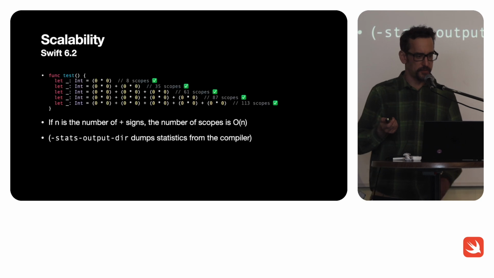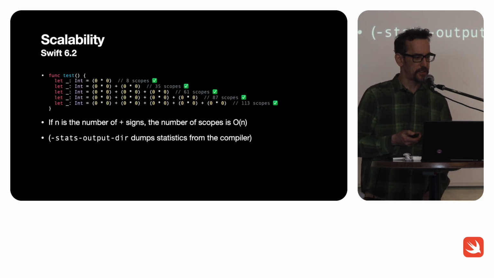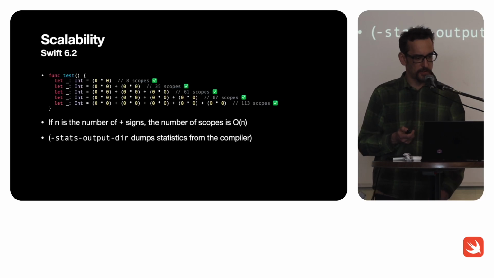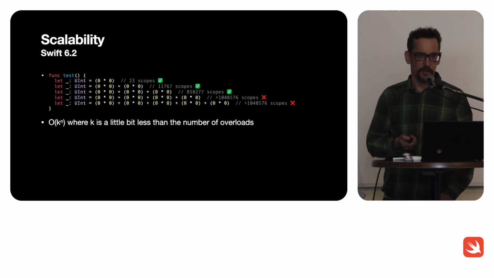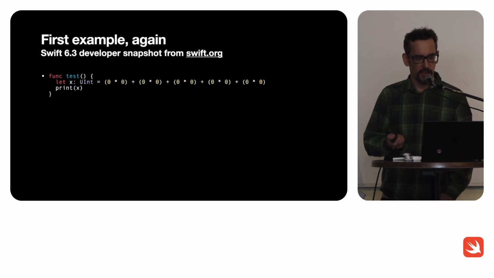So let's look at our expression and vary the number of plus signs. And you can see in Swift 6.2, when the number of plus signs increases with the one that's annotated with Int, the number of scopes scales linearly. But if I put UInt in there, it increases very rapidly. It turns out to be exponential with a little bit less than the number of overloads as the base.